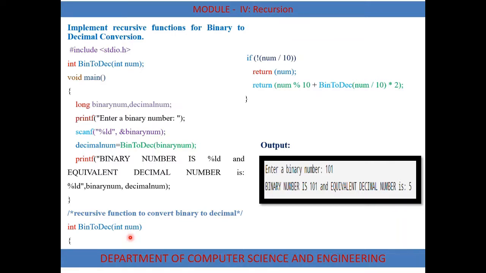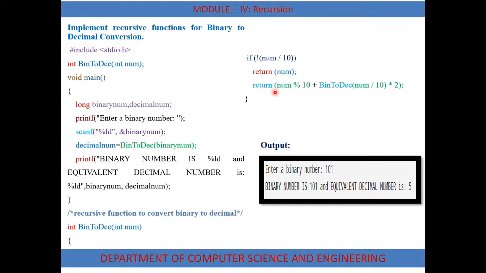Now check the condition: if not of num divided by 10, then return num. If the evaluated value is true, or 1, or any nonzero integer, its negation, not of true or not of 1, means 0. So when evaluating num divided by 10, if the condition is true, we need to find its negation. Negation of true is false. In such a case, we go for the second statement, that is the else part.